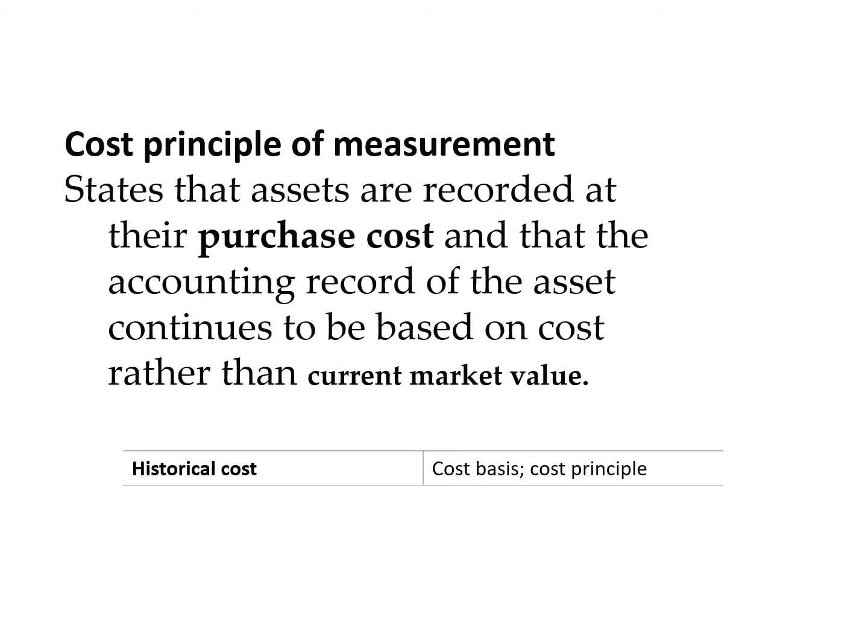The cost principle of measurement states that assets are recorded at their purchase cost, and that in later accounting periods the assets continue to be based on the cost rather than current market value. What is the meaning of this? In accounting, we always keep assets recorded at the purchase price, which is also known as historical cost, cost basis, or cost principle, not at the market value. This is a standard, this is the rule in accounting.